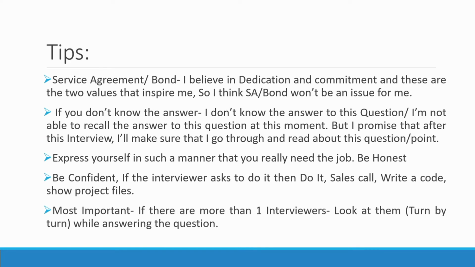The first one is regarding service agreement and bond. So if they ask you whether you are comfortable with service agreement or maybe the bond, then you can say that I believe in dedication and commitment, and these are the two values that inspire me. So I think service agreement or bond won't be an issue for me.